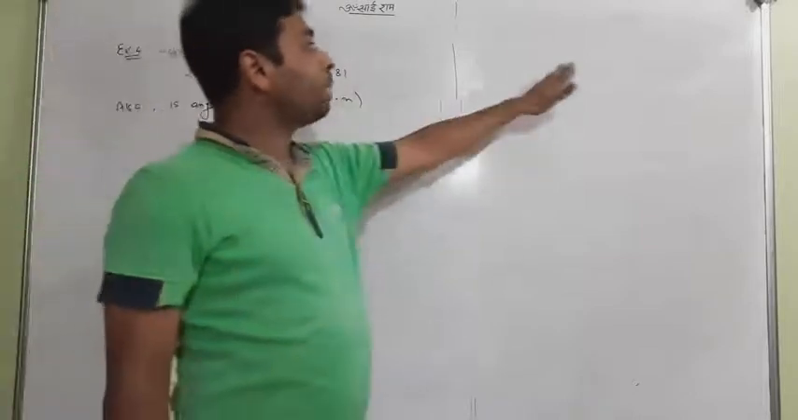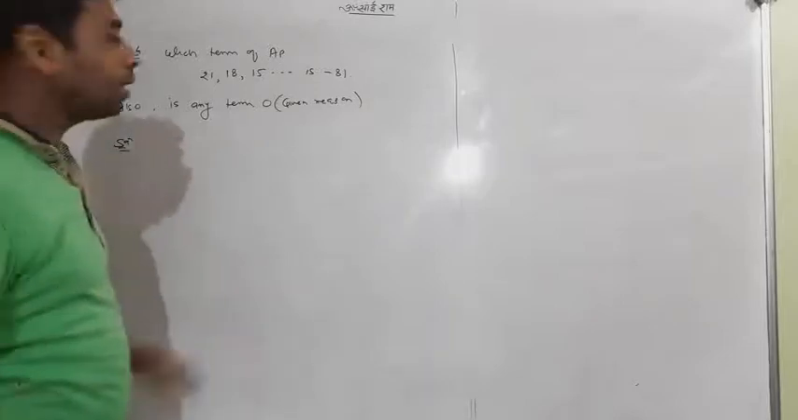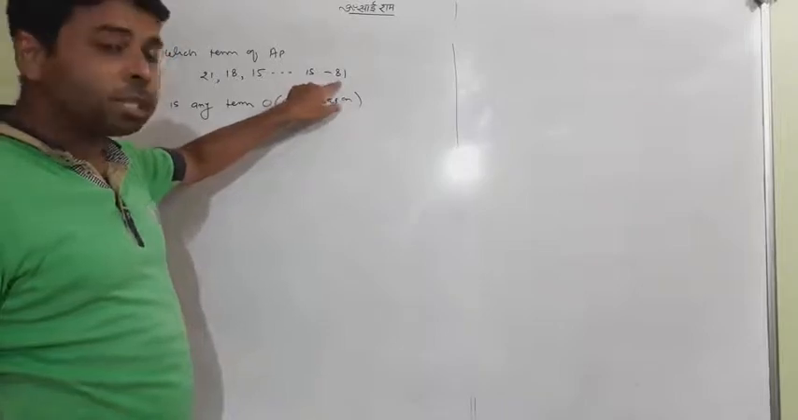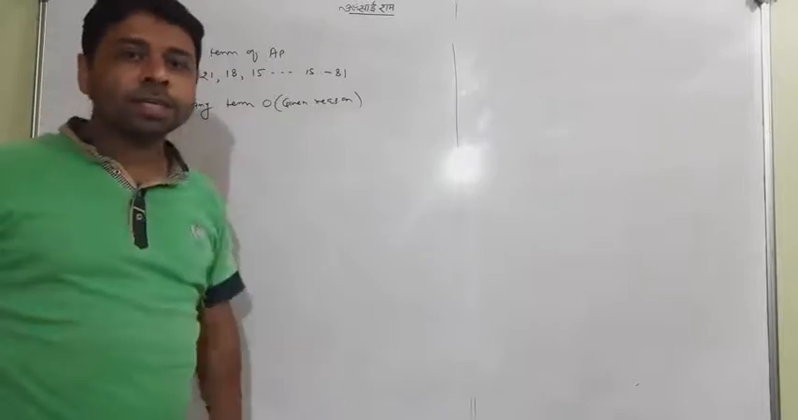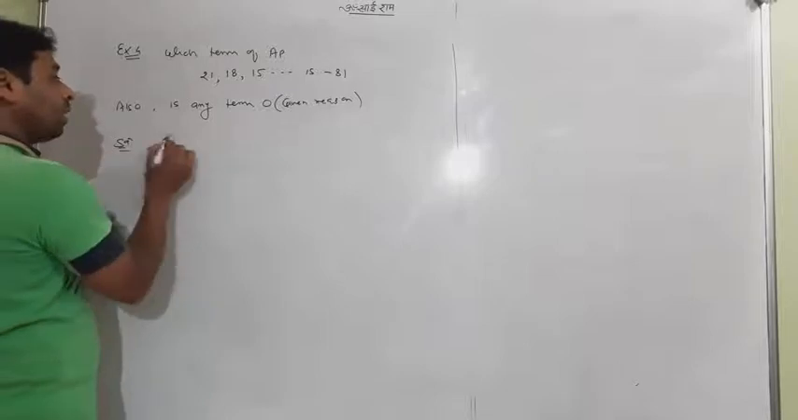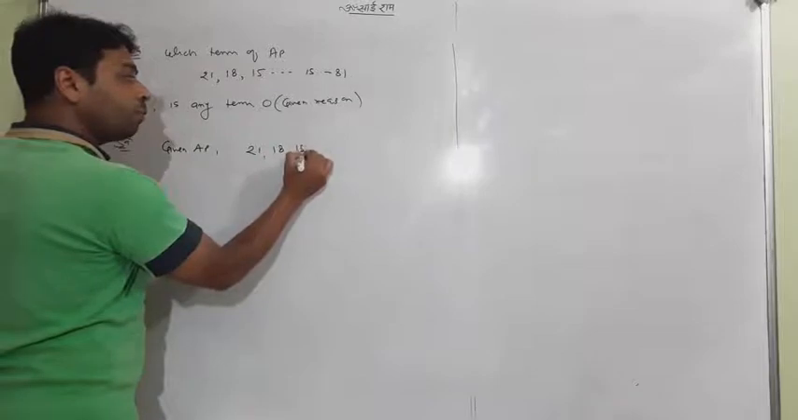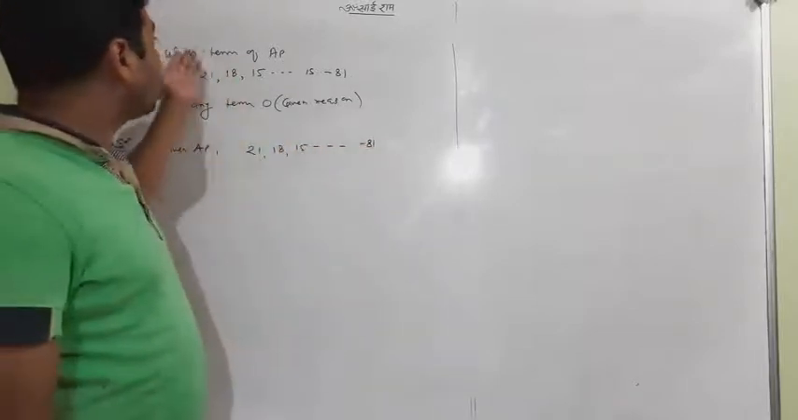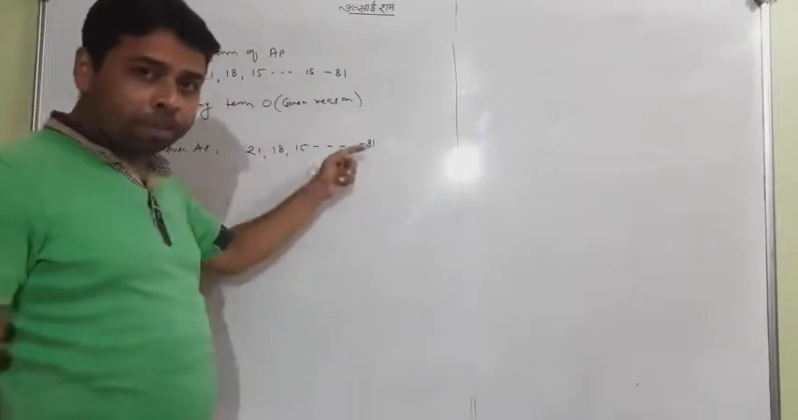It's the same as what I did on the board. If the question is asking which term of the AP is minus 81, it means minus 81 is part of the AP. So it is asking minus 81 is the value of which term. So we can write the AP as 21, 18, 15 and minus 81. Why are we sure? Because the question asks which term of the AP is minus 81, so minus 81 is none other than a part of the AP.